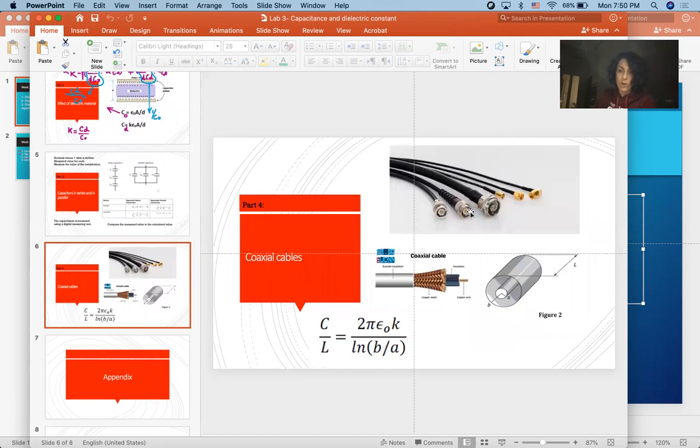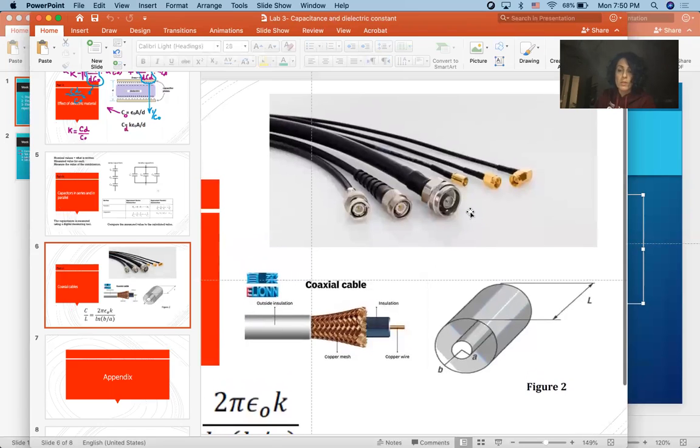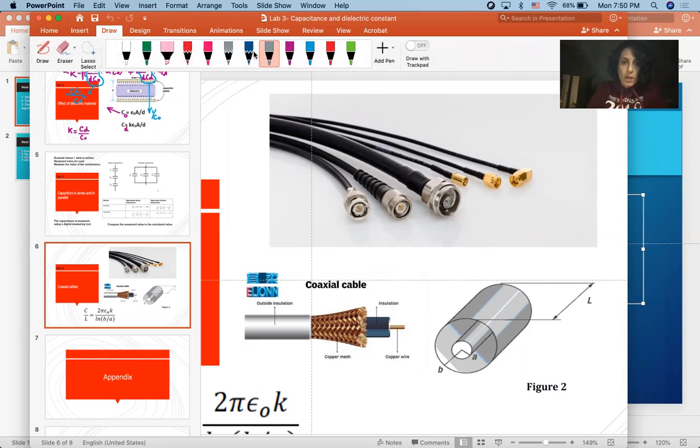Coaxial cables, what are they? They actually look like this, and I'm sure you saw them somewhere around the house. These are cables where you have an outside cable and an inside cable. You see the copper wire? Let me get a pen. This is the inside copper wire, and this is the outside copper mesh. In between, you have an insulator, and outside, you have an insulator as well.